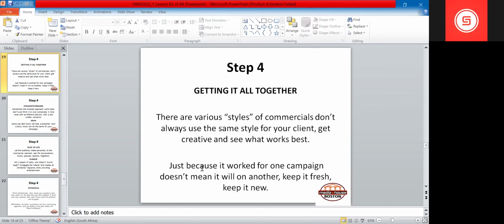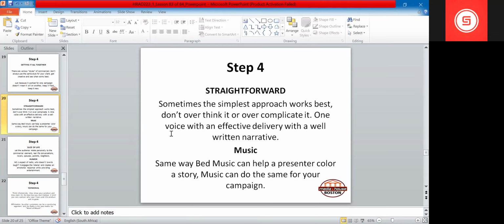Whenever you are starting a new campaign or starting with a new client or similar client, lessons learned are very, very important. Sometimes the simplest approach works best. So when you are writing the copy, let's say, even for the caption work and the digital marketing strategies and stuff, sometimes just don't be so clever about it. Don't be so, when I say clever, creative about it.